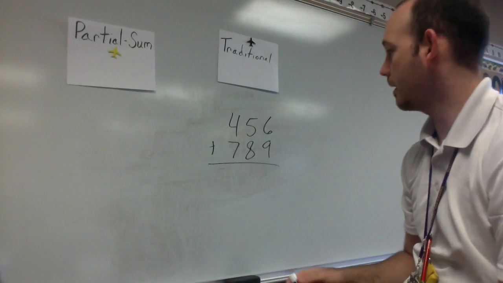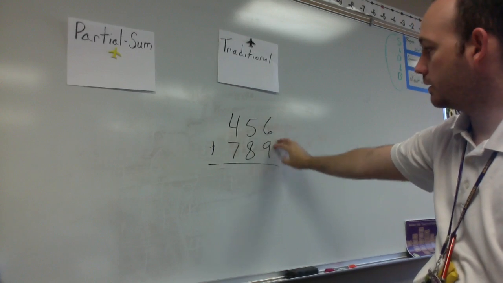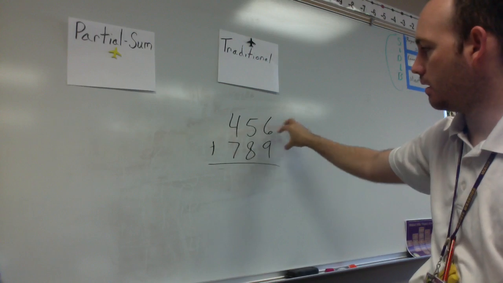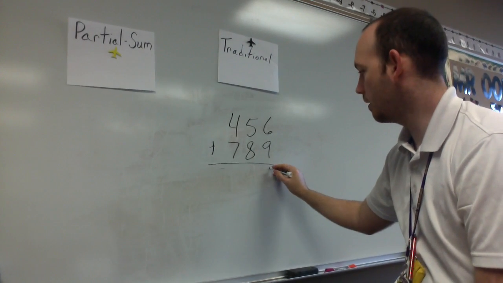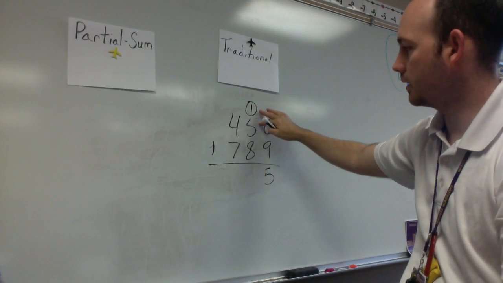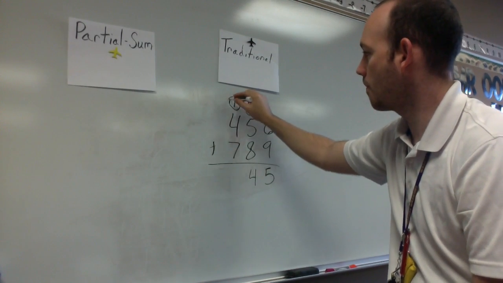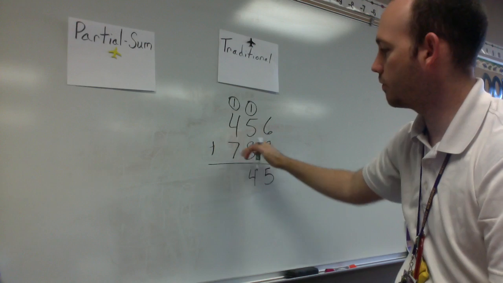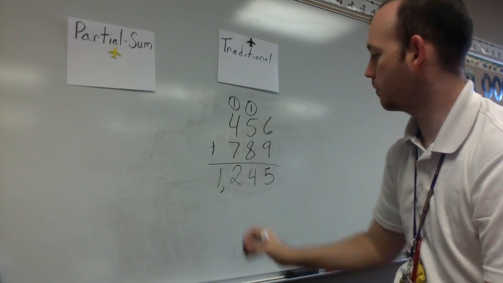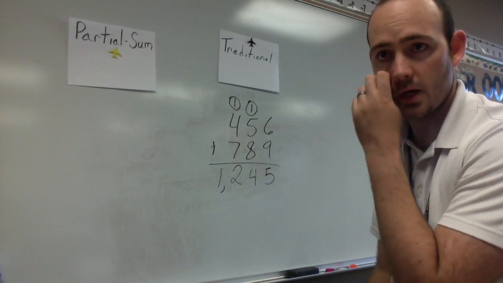Alright, let's look at our method here. Check out our strategy. Starting over here in the ones place once again. 6 plus 9. I know if I take 1 from that 6 and put it on that 9, that gives me a 10. So I know that's going to be 15. 15, the 5 goes here, the 1 goes up. 1 plus 5 is 6. 6 plus 8 is 14. 1 plus 4 is 5. 5 plus 7 is 12. Count 1, 2, 3 spots. I put my comma. 1,245.